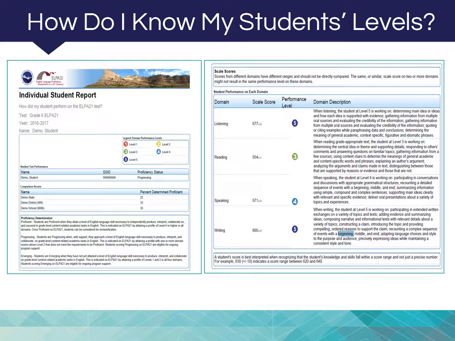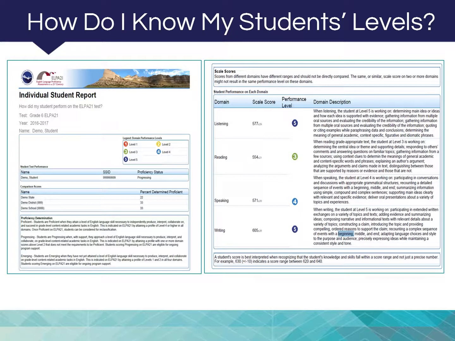You may already know the level of the English learners in your class. If your district has provided you with the levels of your students, great. Use those levels to determine whether your students are emerging, progressing, or nearly proficient by using the descriptors we just reviewed, or by looking at the viewing guide.